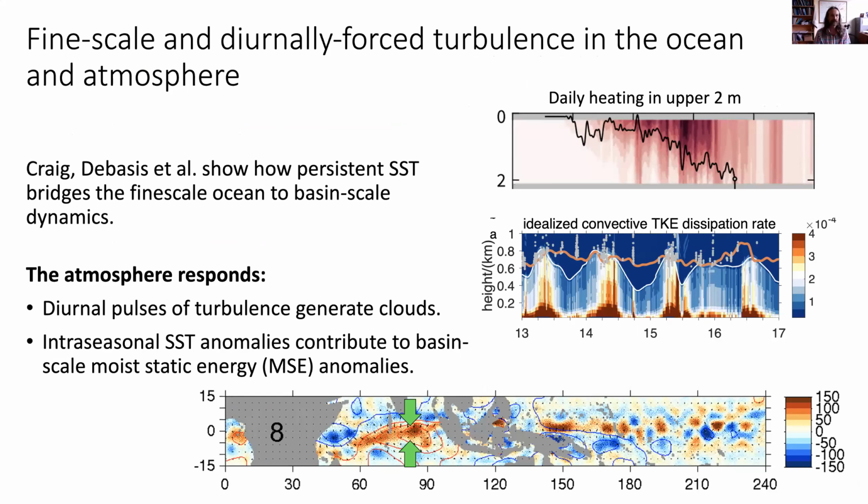So I've shown an example where fine scale and diurnally forced turbulence in the ocean affects the turbulence in the atmosphere. And several of our speakers, like Craig and Debasis, have shown how persistent sea surface temperature anomalies bridge the fine scale ocean processes and dynamics to basin scale dynamics. And I've shown another particular example where the atmosphere responds. Diurnal pulses of turbulence generate clouds very locally, and intraseasonal SST anomalies that develop because of the weather inducing certain processes in the upper ocean contribute to basin scale moist static energy anomalies. Thanks for your attention.